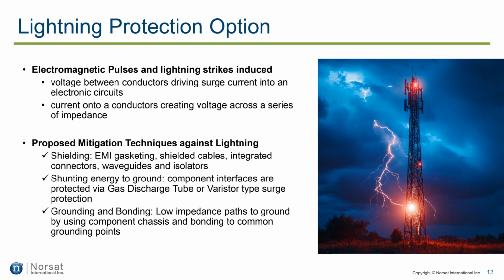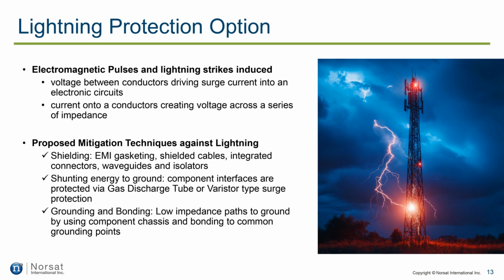Additionally, current flowing onto conductors can create voltage across a series of impedances, further stressing the system and potentially causing failures. Mitigation techniques. To protect against these threats, we have developed a multi-layered approach. First, shielding. We use EMI gasketing, shielded cables, integrated connectors, waveguides, and isolators to create a barrier against electromagnetic interference.